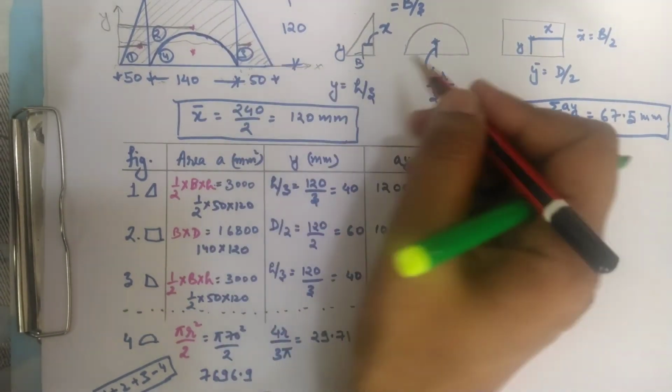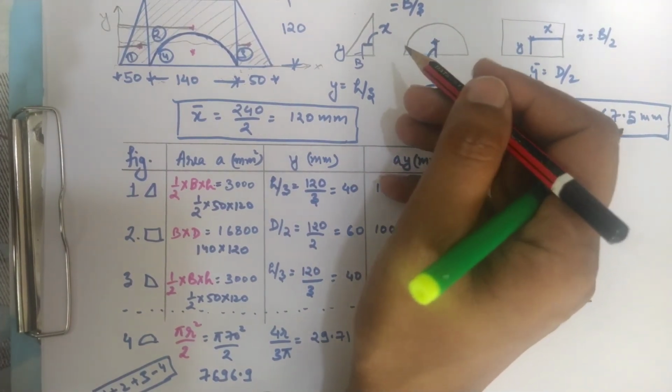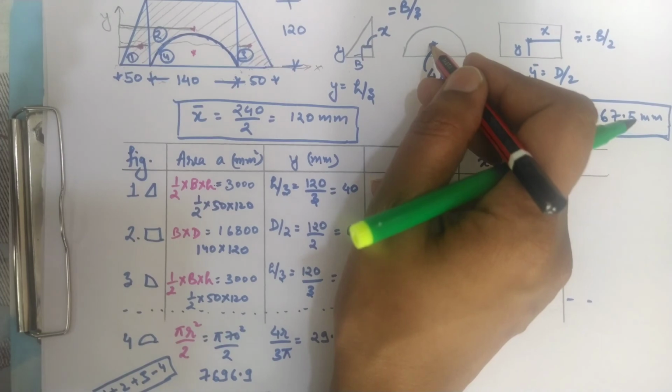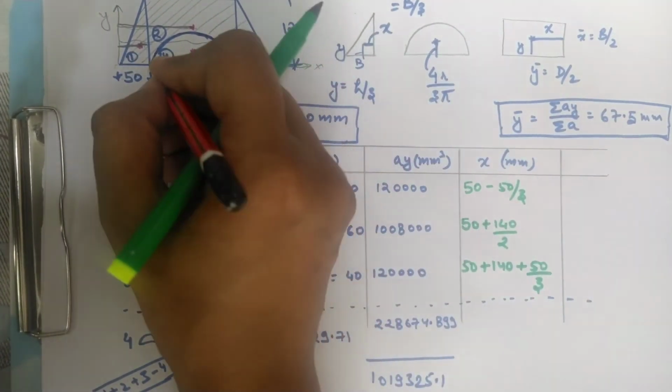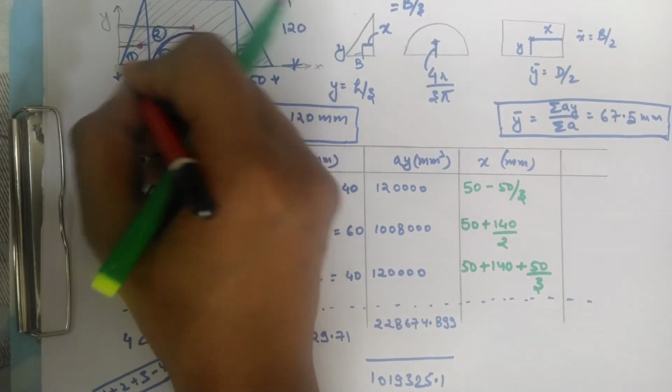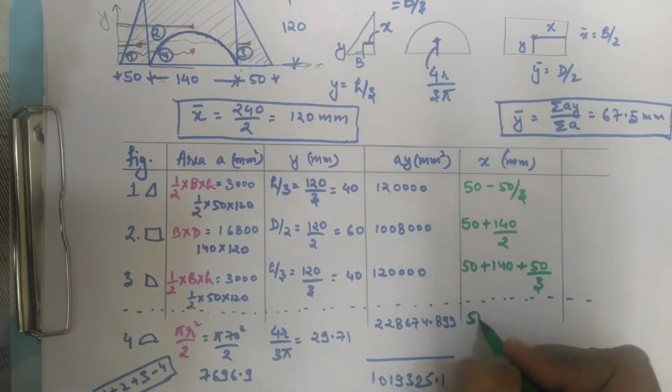Next is this one. For this one, no formula is there. It is just the position of the centroid. So the position of the centroid from here will be, this one is your r and this one is your 50. So this will come out to be 50 plus 7.